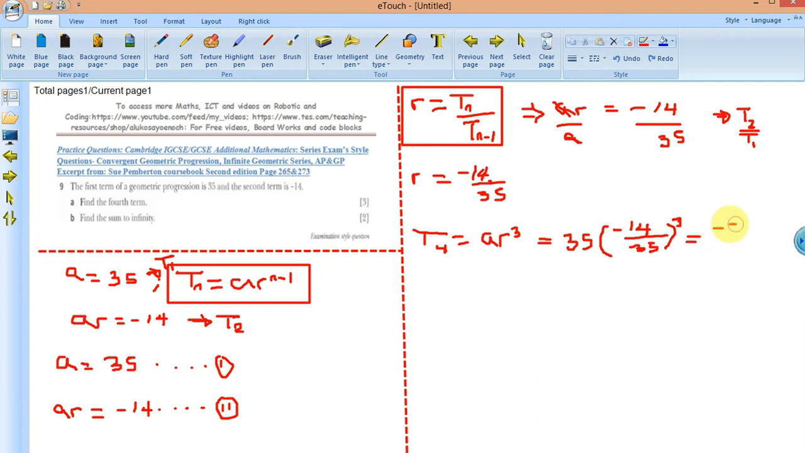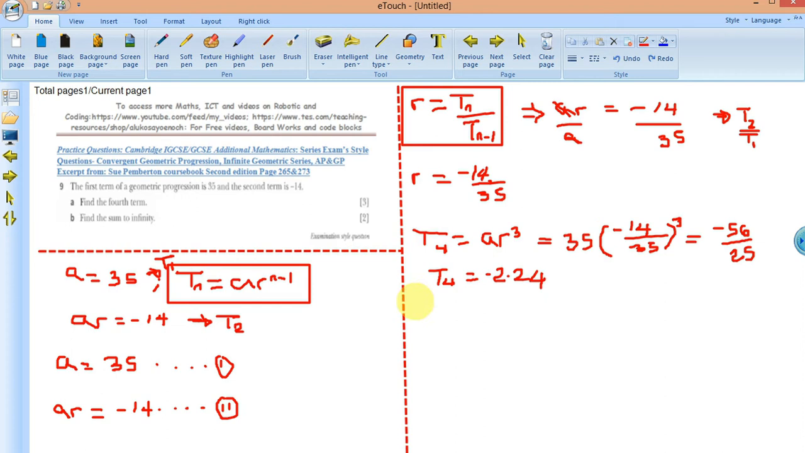But if you want to work in decimals, let's convert it. This is an improper fraction over 25, right? Let me check. Yeah, I'm correct, minus 2 over 25. Then press S-D on your calculator. That should give you minus 2.24. So therefore T4 equals minus 2.24. Okay guys, hope that is pretty clear.